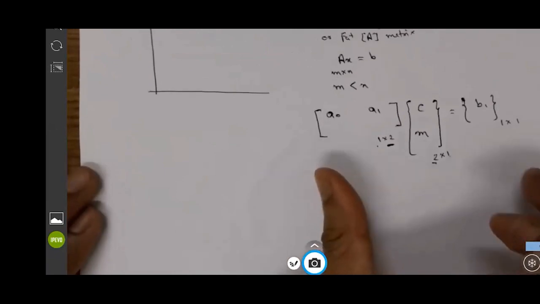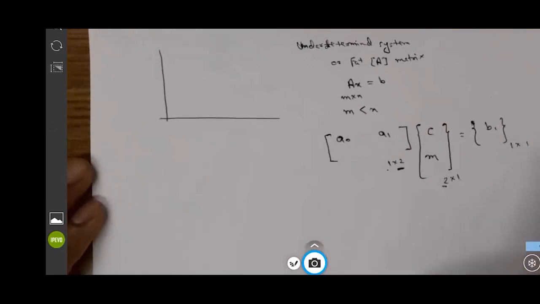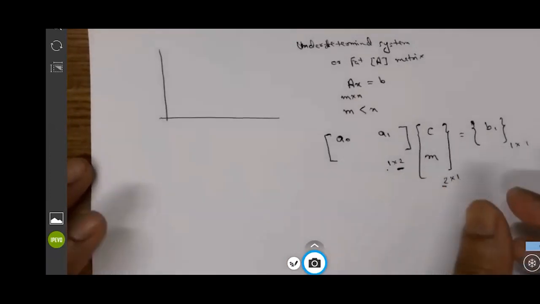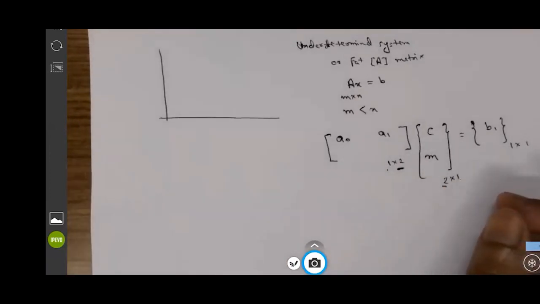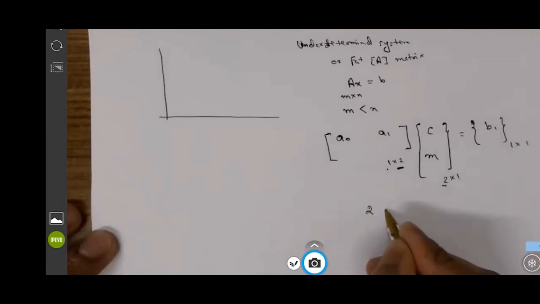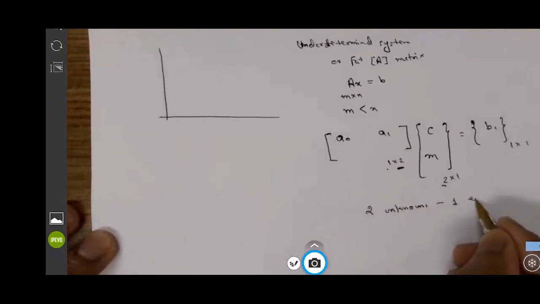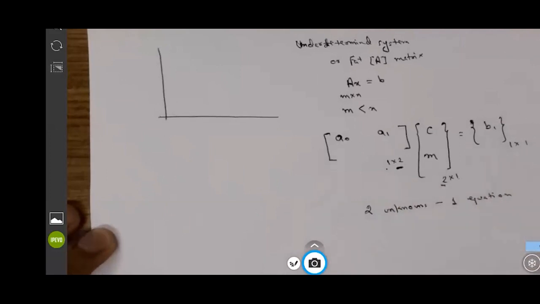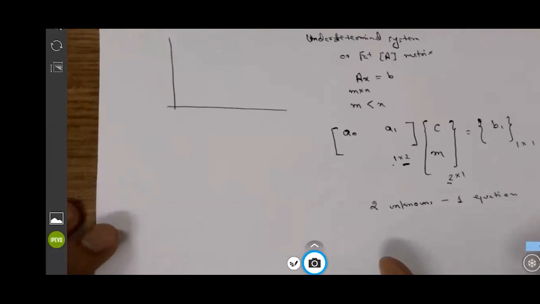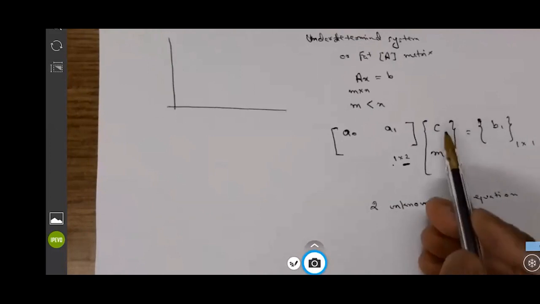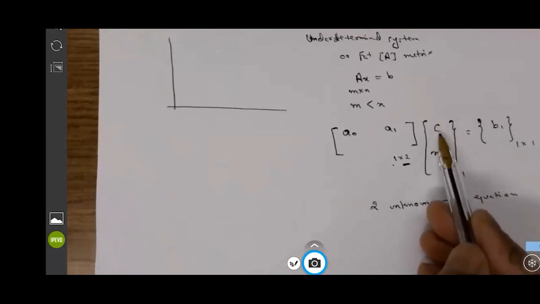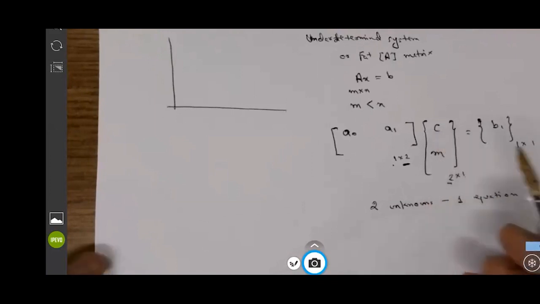Now, what is this system representing? First of all, how many unknowns do you have here? 2. And how many equations do you get? 1. So basically it is an underdetermined system: 2 unknowns and only one equation. So again there is no unique solution, but you can still solve the system of equations in some sense. We are not solving for a unique solution for C and M. I'm using these variables, and it will be clear in a second.